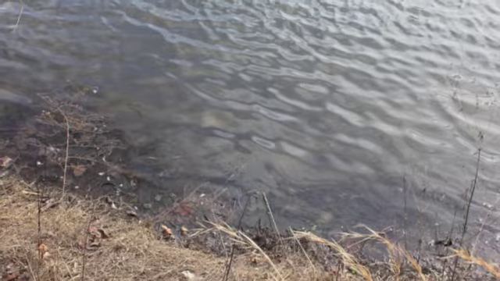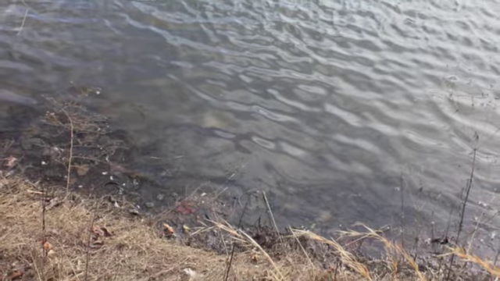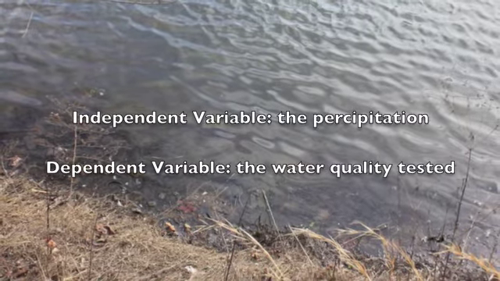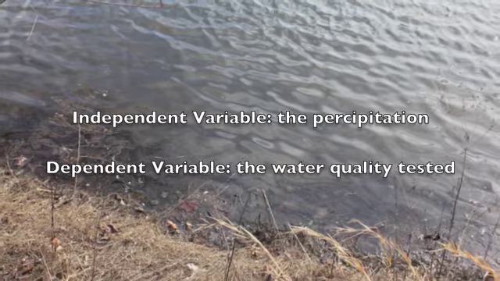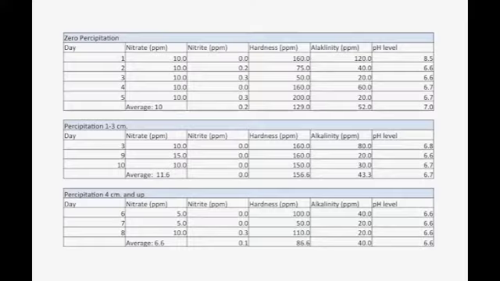The control group was the water tested without precipitation. The independent variable is the precipitation, and the dependent variable was the water quality tested. 3 different tables were made based on the amount of precipitation.